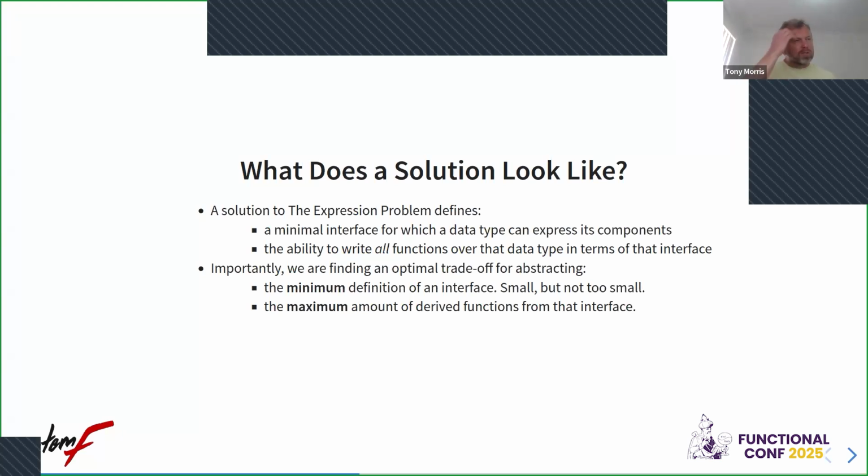So that's an example of the principle of abstraction. But we want to apply that principle of abstraction to what any solution to the expression problem would look like. The same principle: minimal interface, maximized functions. And by maximized, I mean all functions, right? So we don't want to have to modify the getIt function. We don't want to have to modify any function.